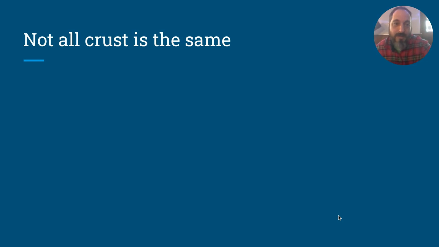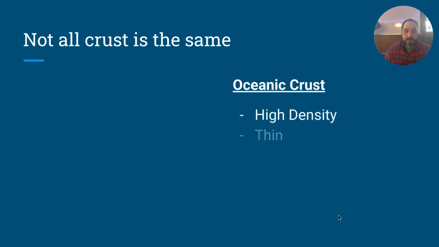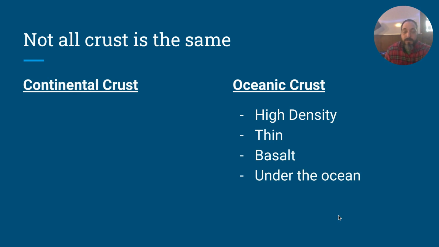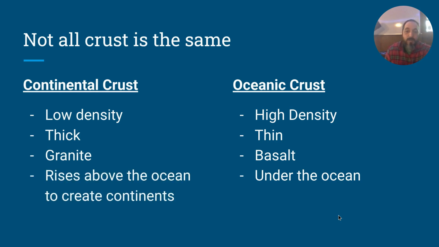Not all crust is the same. So we've got two different types of crust. We have oceanic crust, which is high density, thin, and it's made out of the mafic igneous rock basalt, and we find it under the ocean. Continental crust, on the other hand, is low density, thick. It's made of the rock granite, which is a felsic igneous rock, and it rises above the oceans to create continents because it's thicker.